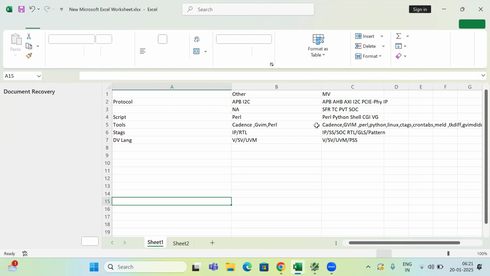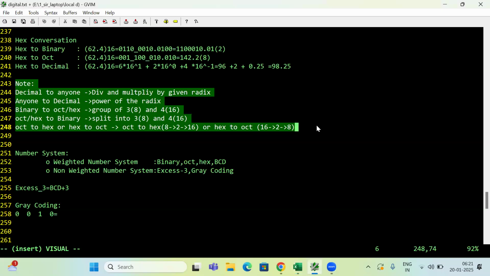Binary to octal or hexadecimal, or octal or hexadecimal to binary. There are two rules which are very close to them. One is grouping, one is splitting. 4 rules left. Split. And only one rule remaining. What is the next rule? Convert it into binary and then group it. What is that rule for? Octal to hexadecimal or hexadecimal to octal. Indirect rule. Octal, convert to binary, binary to hex, or hex to binary, binary to octal.